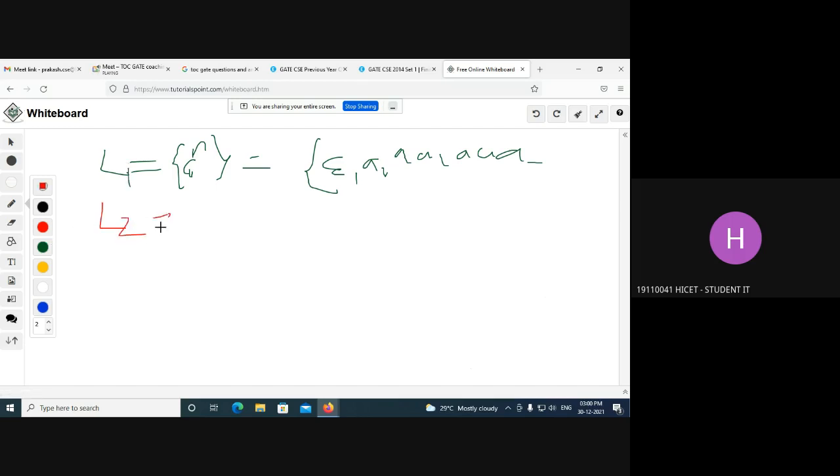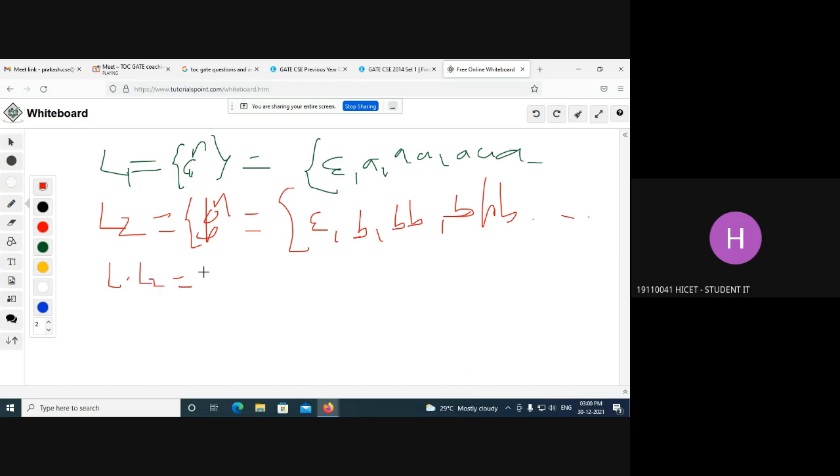L2 equals B power n. If you expand, you get epsilon, B, double B, triple B, and keep on going like this. Then L1 dot L2. Condition number 1 is regular. For regular, I am using R.